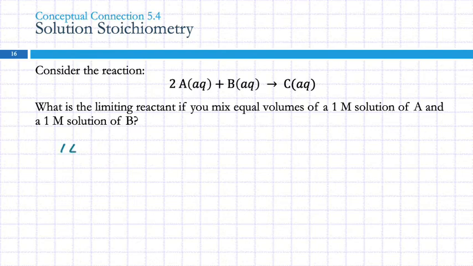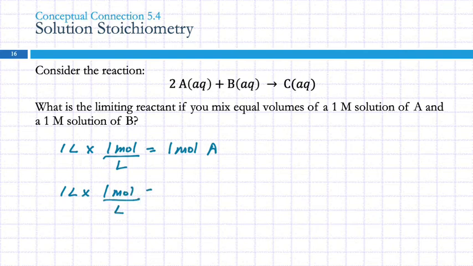Because if I have 1 liter of solution A, and that's 1 mole per liter, then I have 1 mole of A. And I have 1 liter times 1 mole per liter of B, so I have 1 mole of B. This reaction says I need 2 moles of A for every 1 mole of B. I need twice as much A. Do I have twice as much A? No. So what's the limiting reactant? It's A.